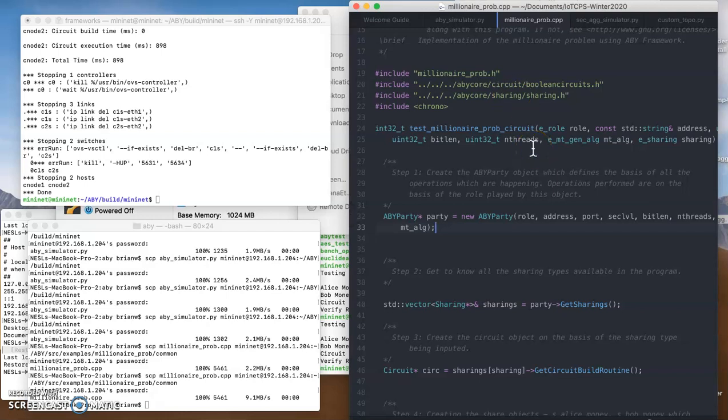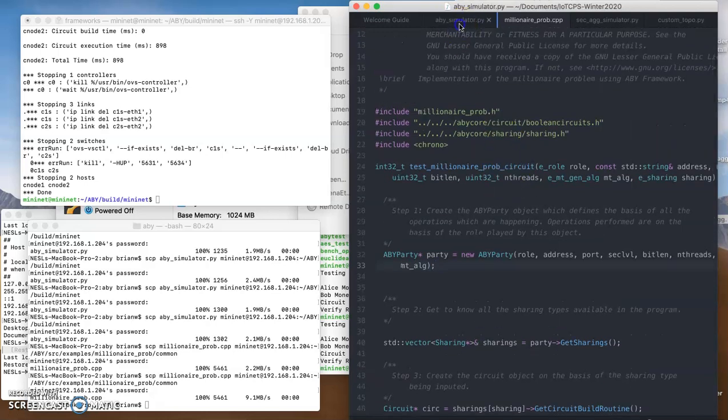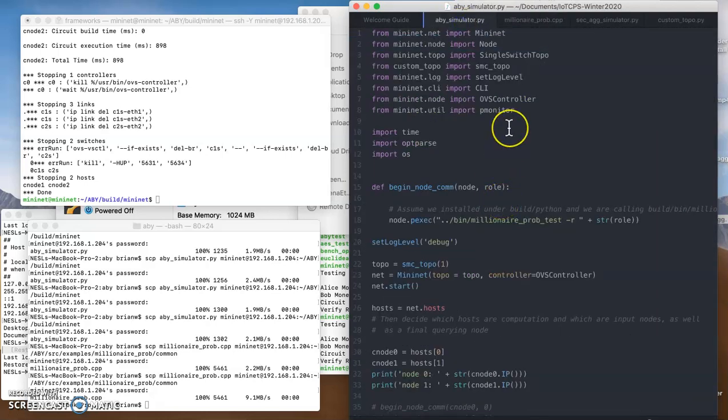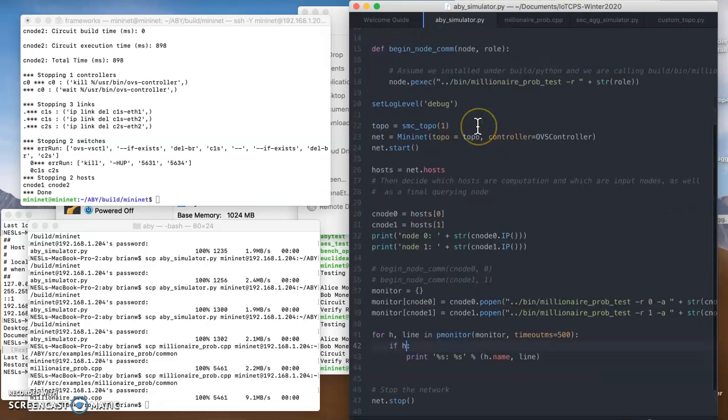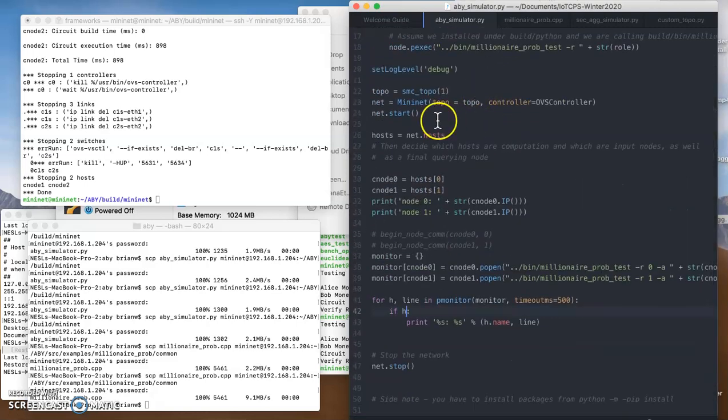Alright, so this is going to be the demo for our secure multi-party computation with Mininet. First we're going to talk about the simulator code. How it works is we have a Mininet topology, which just consists of two hosts and a switch connecting them. Right now there's no network delay between any of the edges, so network latency should be very low.